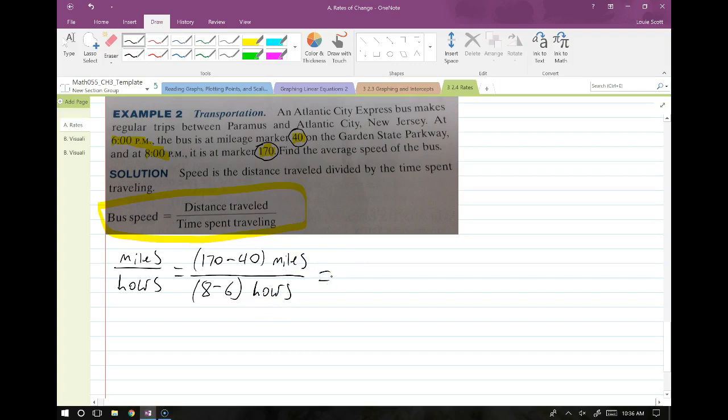All right, so now I do my little calculation here. So 170 minus 40, that is equal to 130 miles for every 2 hours. Now I need to do my last calculation because I like my numbers in my denominator to be 1. So I'm going to cut that 130 in half, and I'm going to end up with 65. So I have 65 miles per hour. And that's how you solve that one.